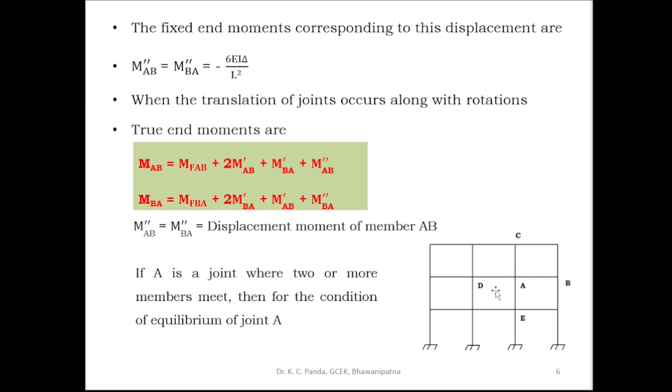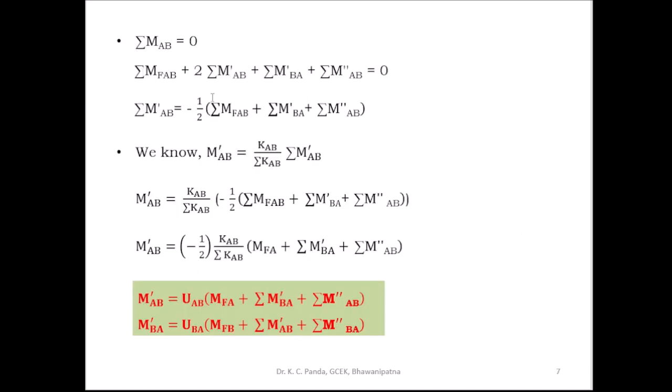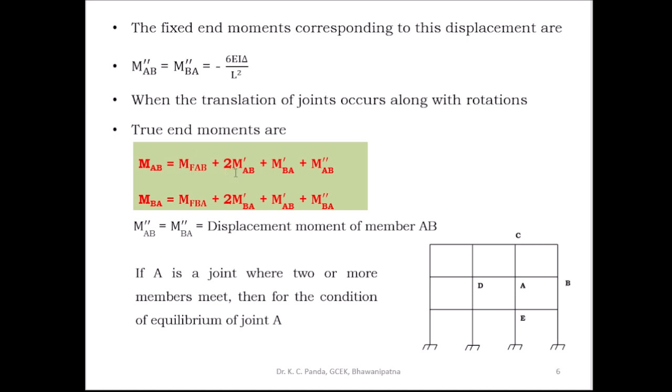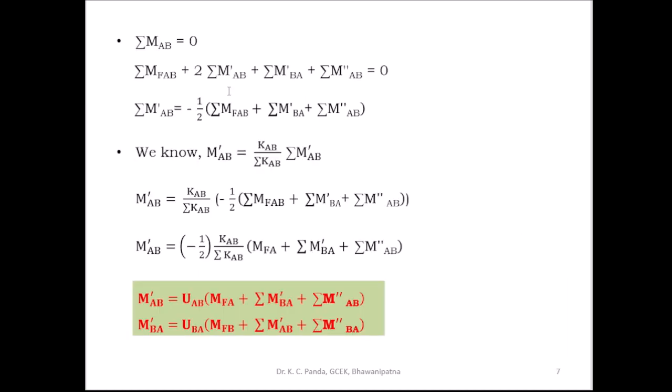So the summation of MAB is equal to 0. As you know, this is the formula MFAB plus twice M dash AB plus M dash BA plus M double dash AB, and the summation of this is also equal to 0. Summation of MFAB plus summation of 2 M dash AB plus summation of M dash BA plus summation of M double dash AB is equal to 0. Then after simplification, you can find the rotation moment: summation of M dash AB is equal to minus half into summation of MFAB plus summation of M dash BA plus summation of M double dash AB.